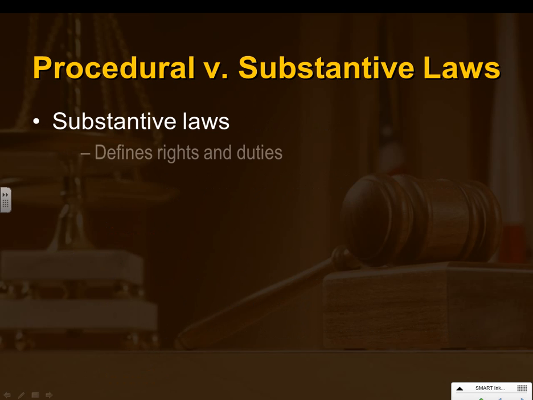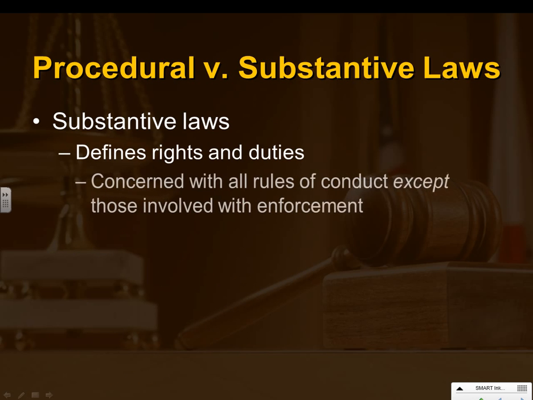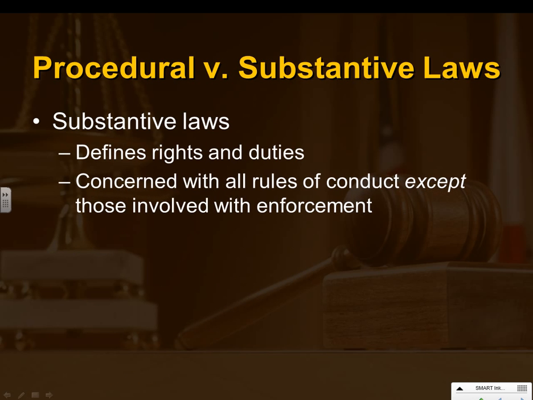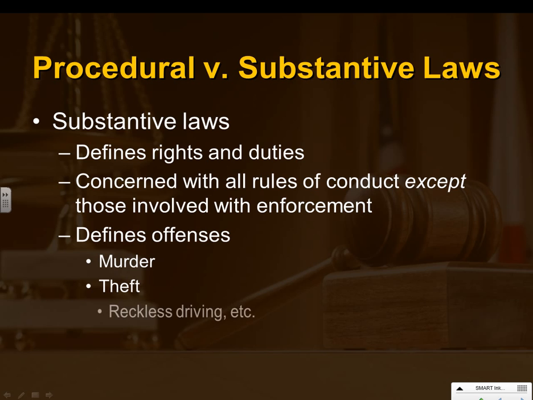Substantive law defines rights and duties. It is concerned with all rules of conduct except those involved in enforcement. Substantive law defines offenses such as murder, theft, vehicular homicide, breach of contract, and negligence.